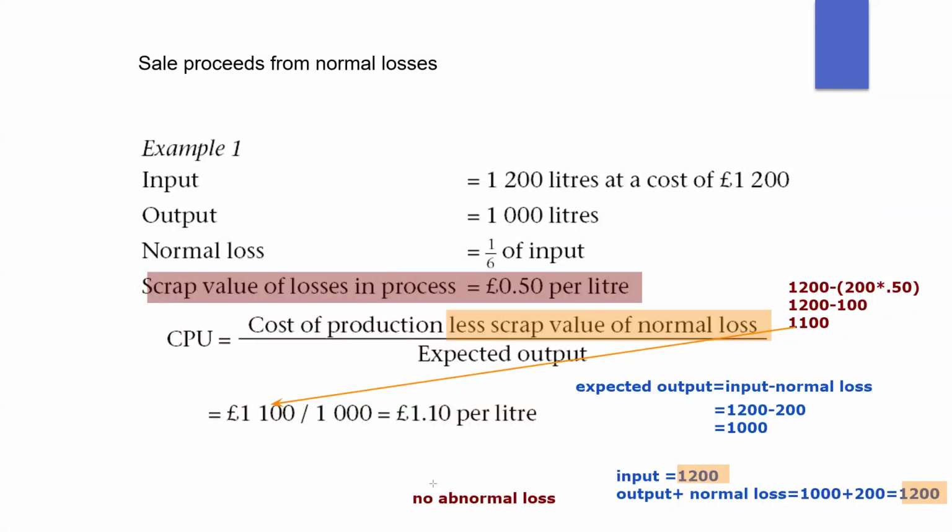Now you can see how we have arrived at the cost per unit. Cost per unit is the cost of production minus the scrap value, that is 1200 minus 100, which is 1100, and it should be divided by the expected output. Expected output is the input minus the normal loss. Go through this carefully.